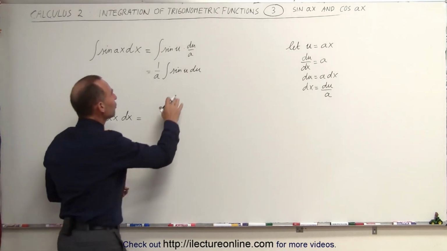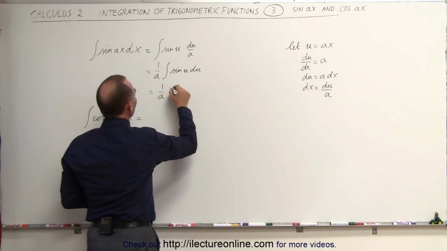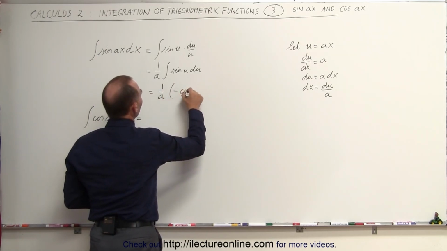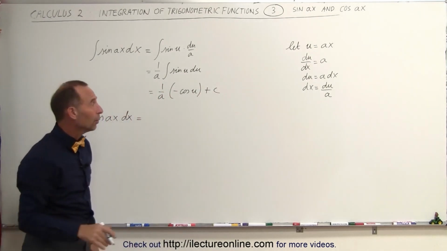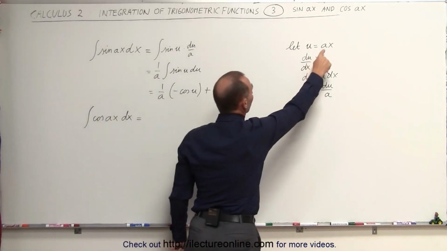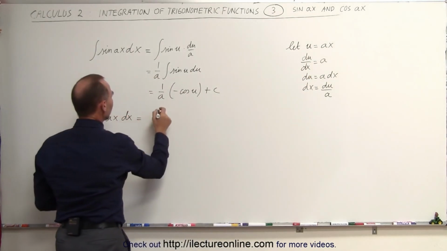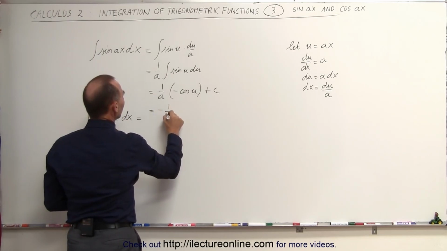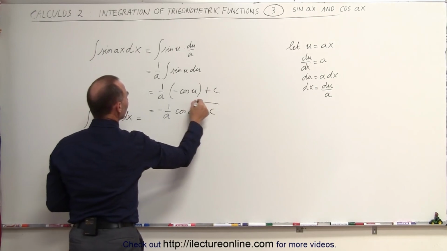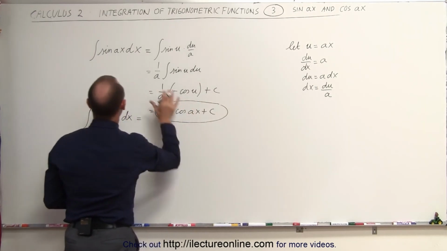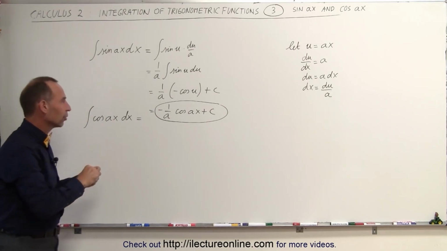So the integral of the sine of u is equal to the negative cosine. This is equal to 1 over a times the negative cosine of u plus a constant of integration. All we have to do now is replace u back for ax. And so what we can then write is minus 1 over a times the cosine of ax plus the constant of integration. And that would be the integral of the sine of ax dx. All we have to do here is use simple substitution.